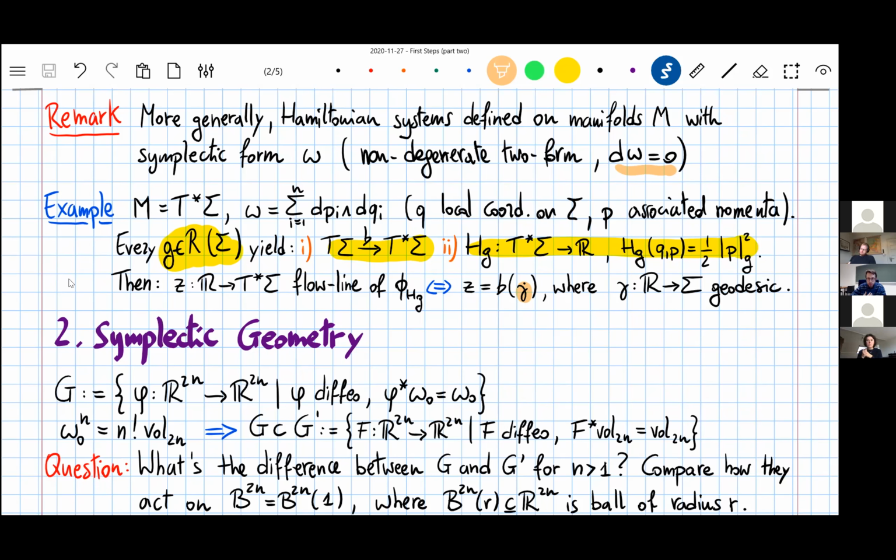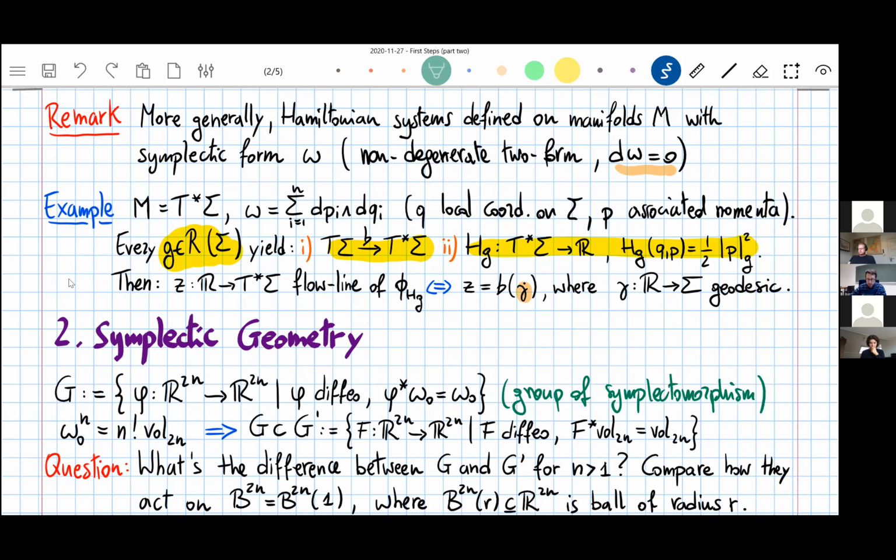So for us, the group we are looking at is the group that preserves the symplectic form. This is the so-called group of symplectomorphisms. Maybe you also encounter this group when you study classical mechanics, because these are exactly the maps that preserve Hamilton's equations. And the reason is clear, because Hamilton's equations are basically given by the symplectic form.